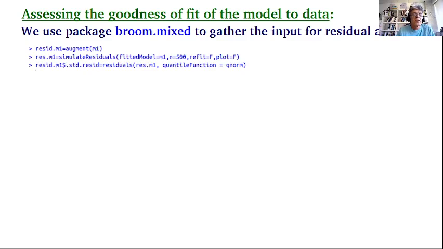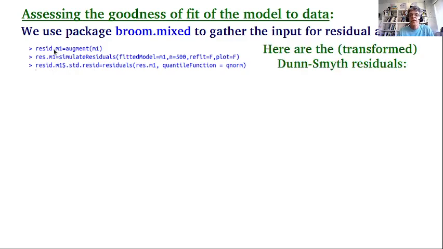So we first gather the input for the analysis, then we calculate with the command simulate residuals of the package DHARMa the Dunn-Smyth residuals. These residuals are converted to have a normal distribution and put into the original data frame where we had the residuals. So these transformed Dunn-Smyth residuals will only have normal distribution when the model fits well to the data.